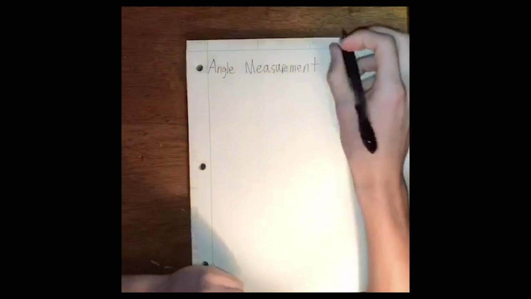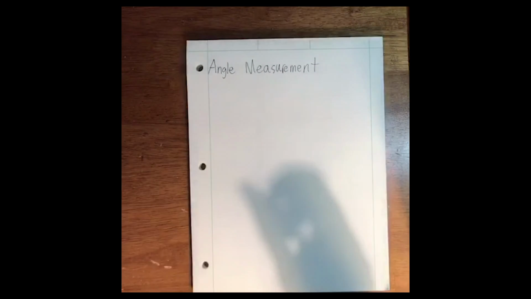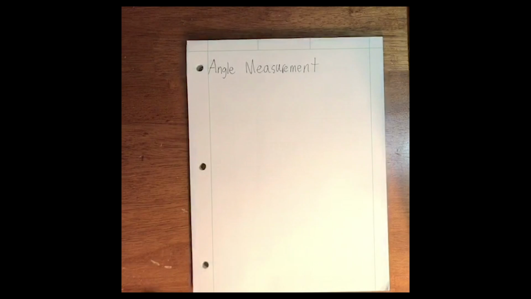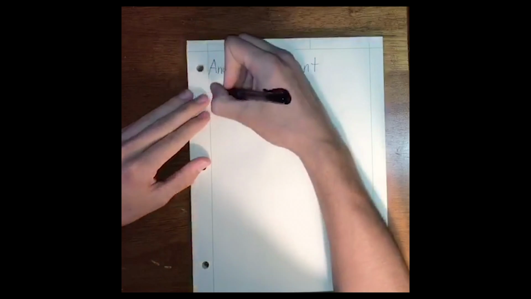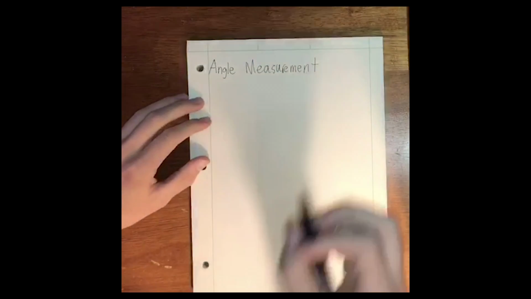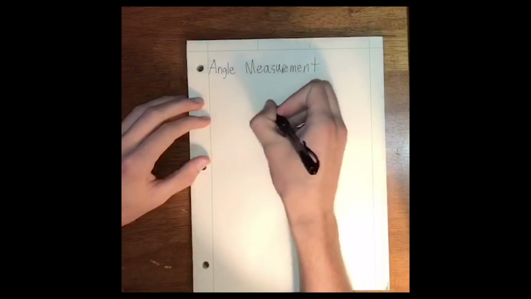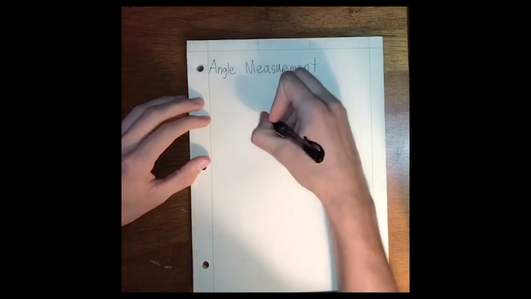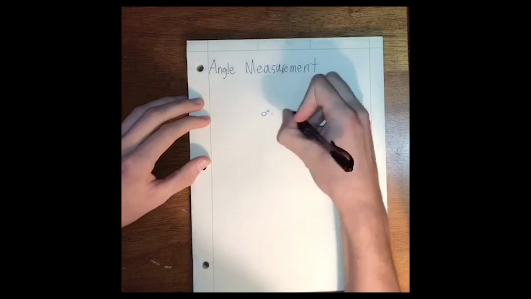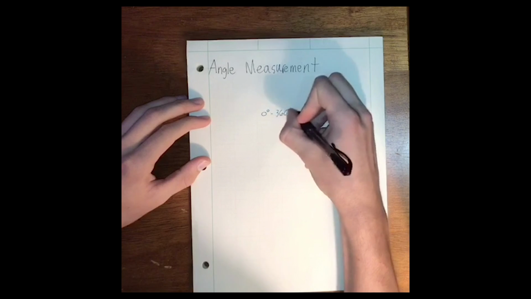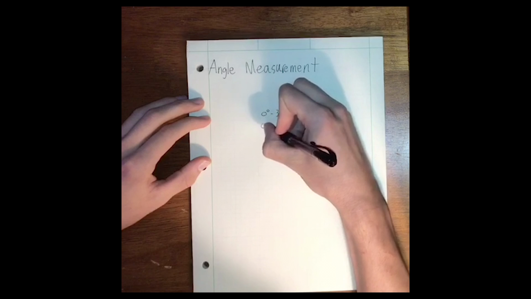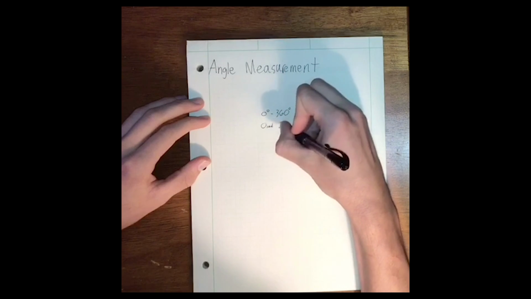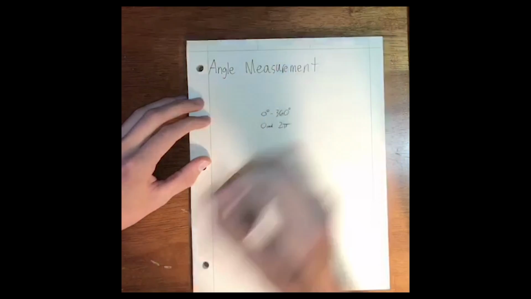Hello, I'll be talking about measuring angles and different ways to measure angles when we're dealing with geometry and shapes like that. So we're going to start off with the unit circle. Now, the unit circle goes from 0 degrees all the way to 360 degrees, or 0 radians to 2 pi radians.